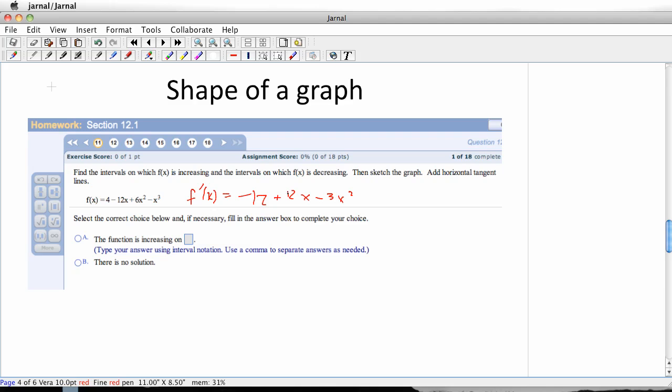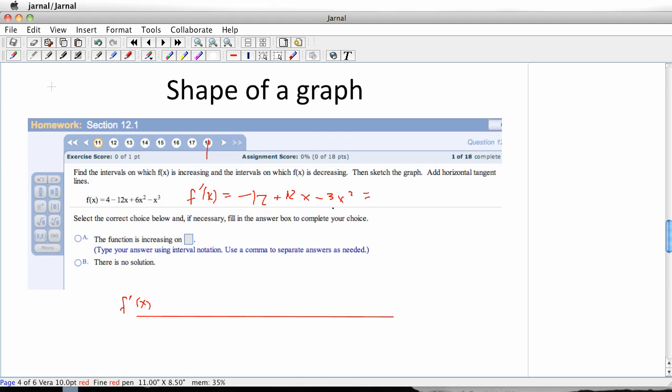In order to create the sign chart for f prime, the first thing I need to do is figure out where the critical points for the function f are. The critical points are places where f prime is 0 or undefined.